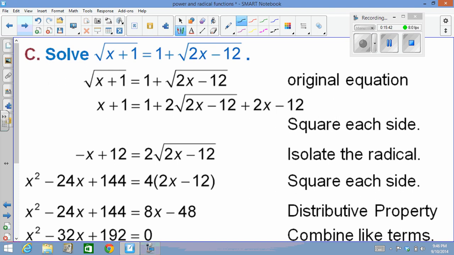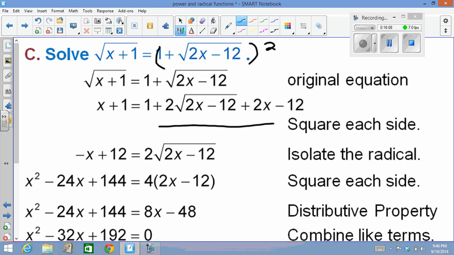And the last one, this one's a little bit trickier. What you need to do is isolate one of the radicals. In this case, one of the radicals is already isolated. So I'm going to take it and square both sides. When I square this side, I'm going to have to remember that I'm going to FOIL 1 plus the square root of 2x minus 12. So when I square that, I'm going to end up with this.